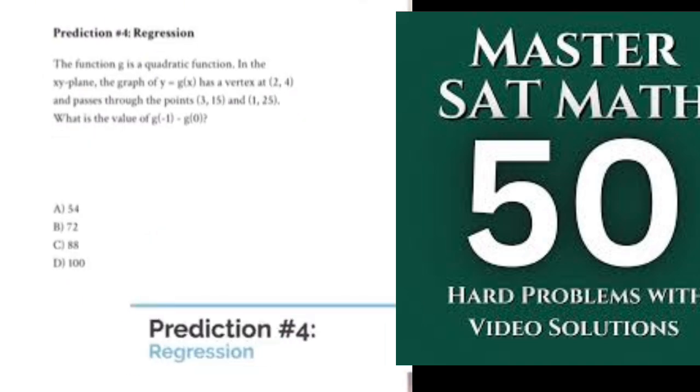My next prediction is that you're going to need to use a regression at least once on this test. So regressions are something you can do in Desmos, and they're reserved for complicated algebra problems where you know the equation to the function and you're given at least 2 points on the function. So as you can see from this, it says in the xy plane, the graph of y equals g of x has a vertex at 2, 4 and passes through the points 3, 15 and 1, 25.